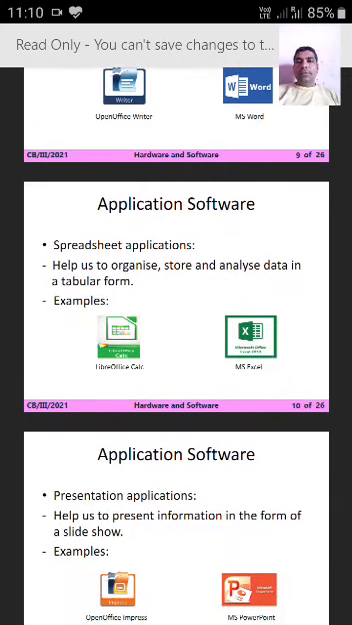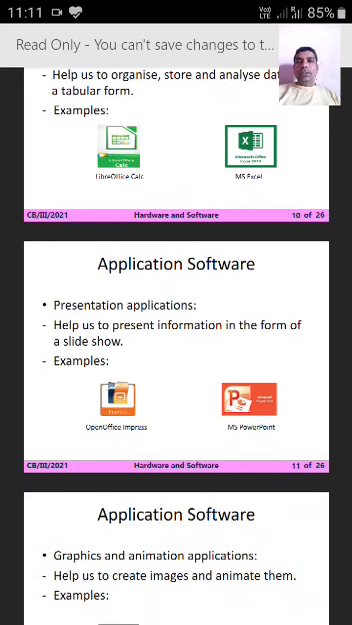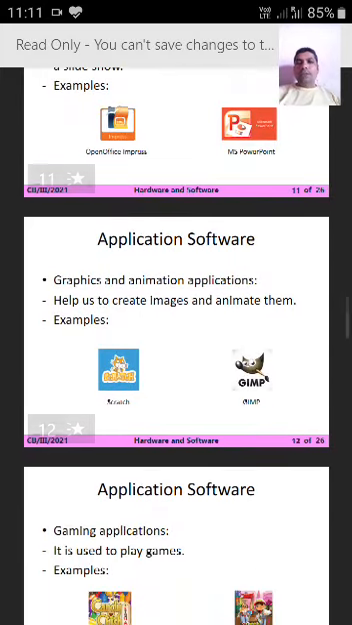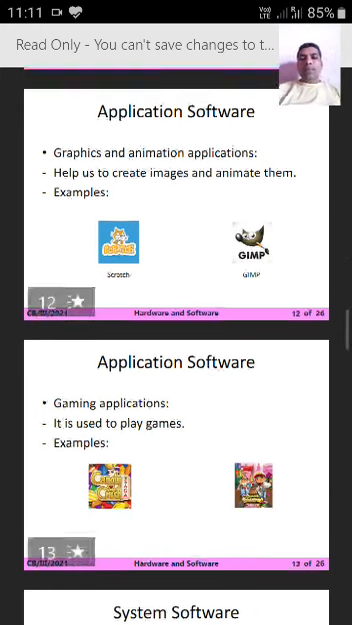Second, spreadsheet applications. It helps us to organize, store, and analyze data in a tabular form. For example, LibreOffice Calc, MS Excel. These are examples of spreadsheet application. Next, presentation application. It helps us to present information in the form of a slide show. For example, OpenOffice Impress and MS PowerPoint. These are examples of presentation application. Next, graphics and animation application. It helps us to create images and animate them. For example, Scratch, GIMP. These are examples of graphics and animation application.